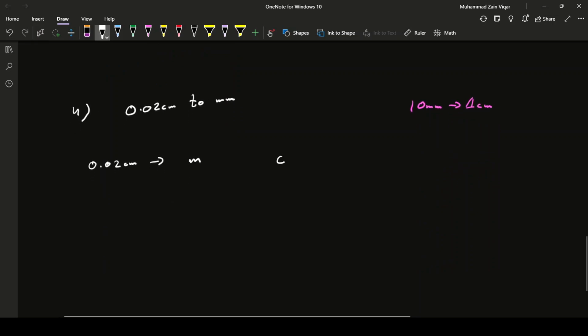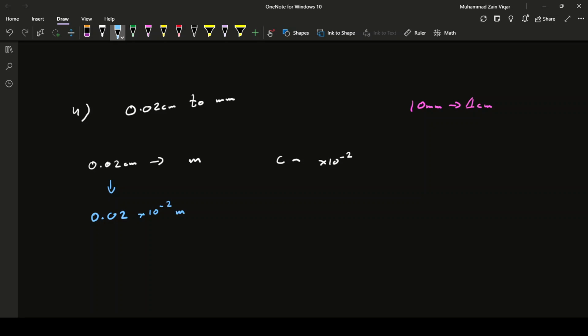So centi, we all know, has a power of times 10 to the power of negative 2. So this becomes 0.02 times 10 to the power negative 2 meters. And times 10 to the power negative 2 is simply 1 over 100, which means the number would move 2 more decimal places towards the right. So the number would move, not the decimal point. So I would get 0.0002 meters. This is what I'll get.